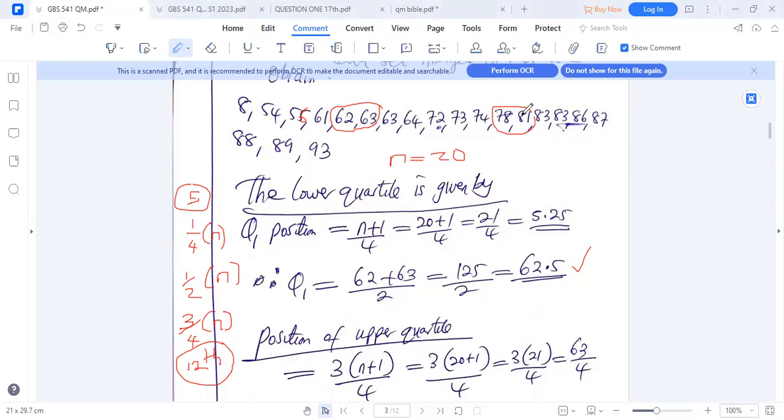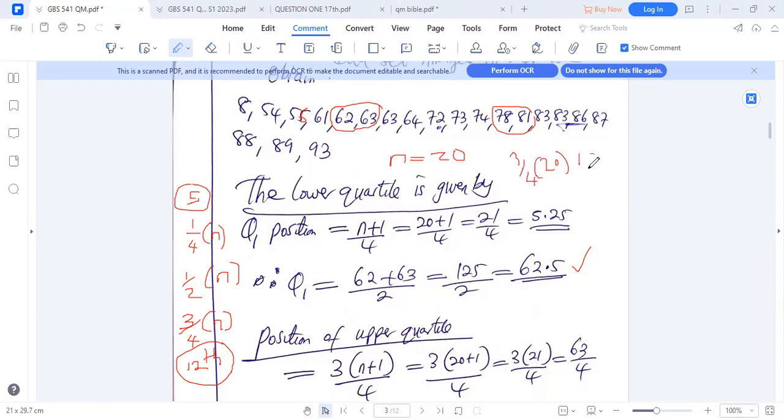Okay. Is that 3/4 of n? Are we together? 3/4 of n is what? It's 15. Is it? What is 3/4 of n? 3/4 of 20. 0.75 of 20. 3/4 times 20. 15.